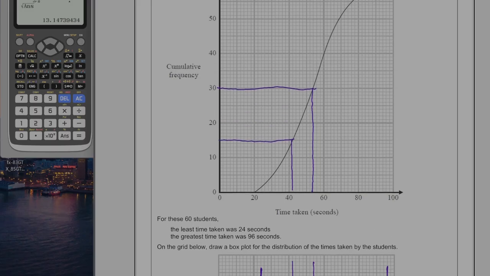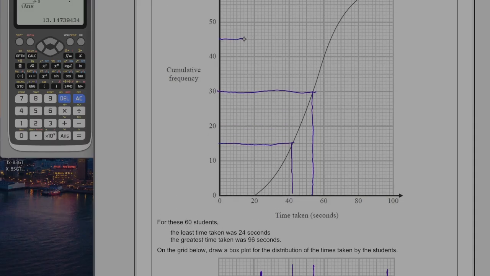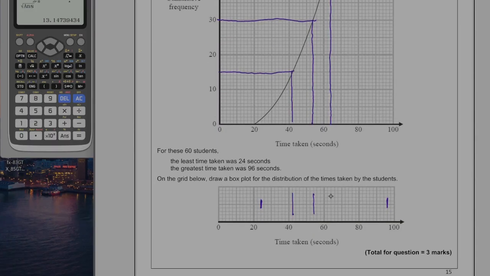And then our upper quartile would be at 45, which is looking like 64. And then we just complete it into a box plot. There we go.